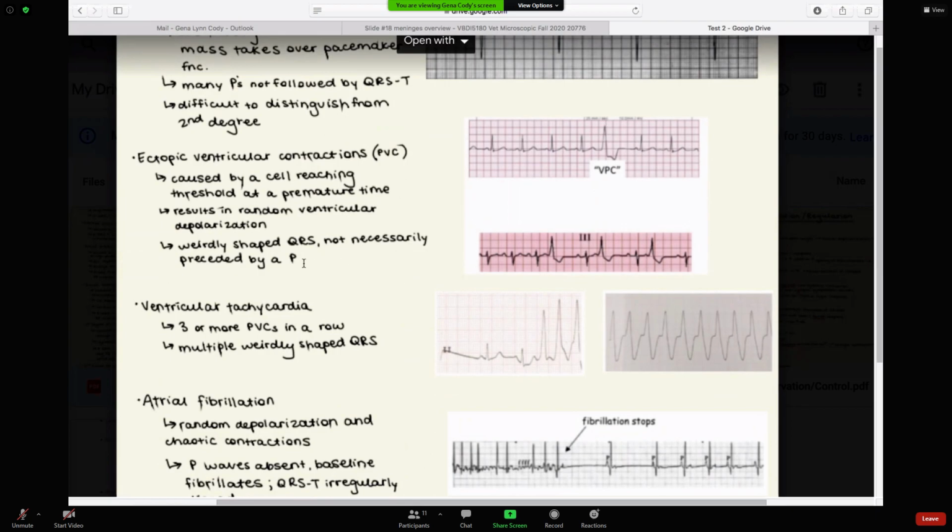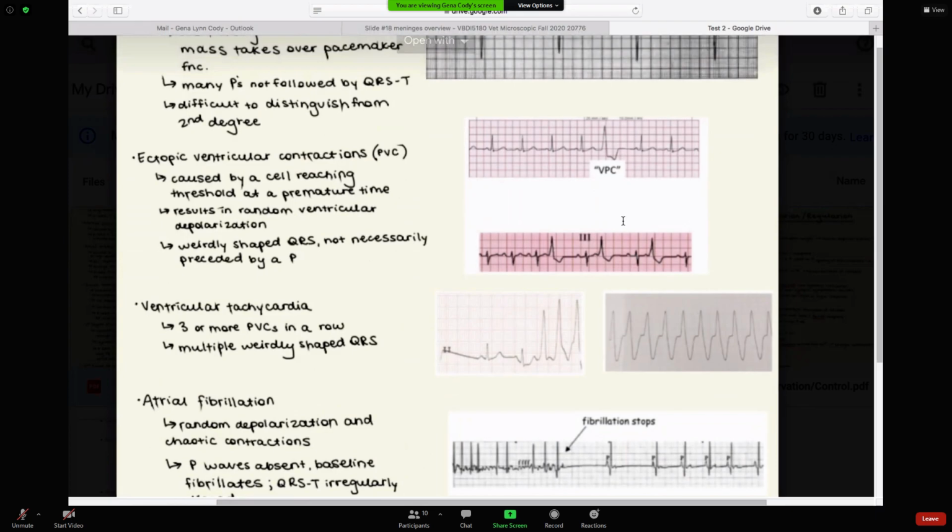It doesn't necessarily have to be preceded by a P wave, because the QRS complex that you're going to read is not necessarily started by the atrial depolarization. I hope that made sense. I struggled to get that out. But basically what I'm trying to say is this depolarization is not caused by atrial depolarization. It's caused by some random cell that reaches its own threshold.